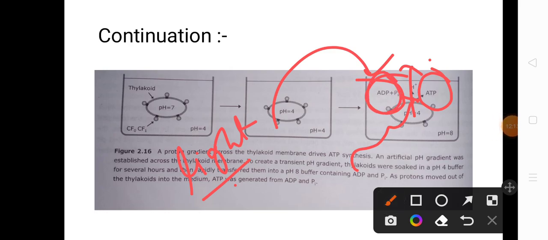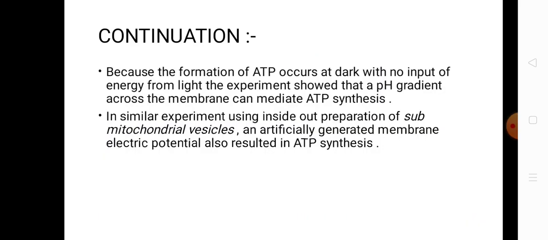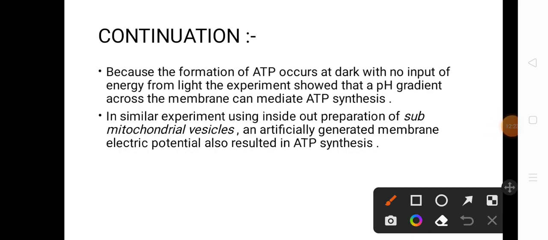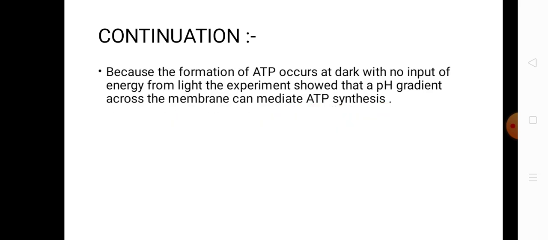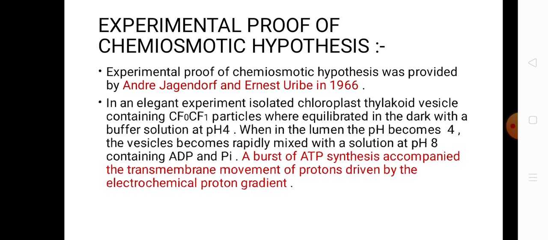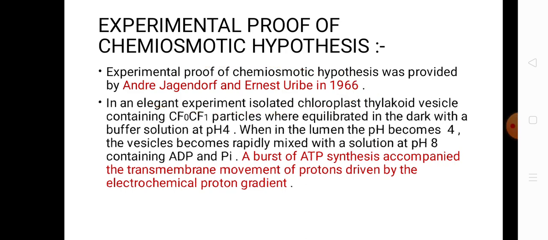Okay, so this is not the only experiment to prove the chemiosmotic theory. There was another experiment similar to this one, where an inside-out preparation of submitochondrial vesicles was used to create an artificial membrane electric potential for ATP synthesis. So you may remember only one, that is Andre Jagendorf and Ernest Uribe in 1966, and it is very easy to remember. So that is the idea of the chemiosmotic hypothesis and also the experimental proof of the chemiosmotic hypothesis.